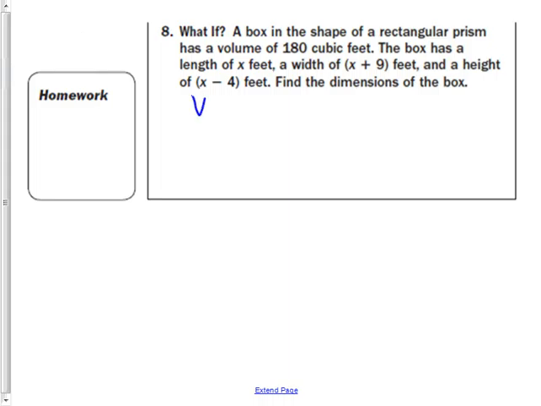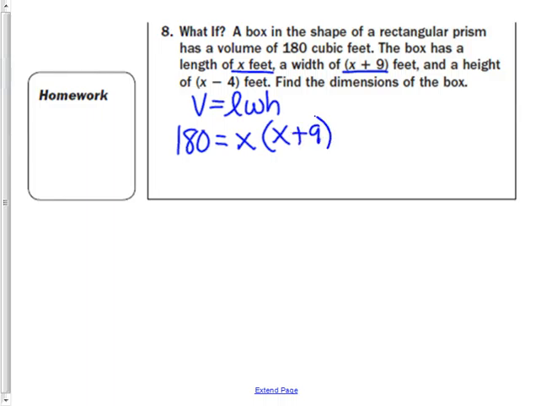So we know the volume of a rectangular prism is length times width times height. I'm going to plug in what I have from the problem. The volume's 180, the length is x, the width is x plus 9, and the height is the quantity x minus 4. So I've got everything I have from the problem. Now I've got to start working out how to get this into a polynomial form set equal to 0 so I can factor and solve for x.